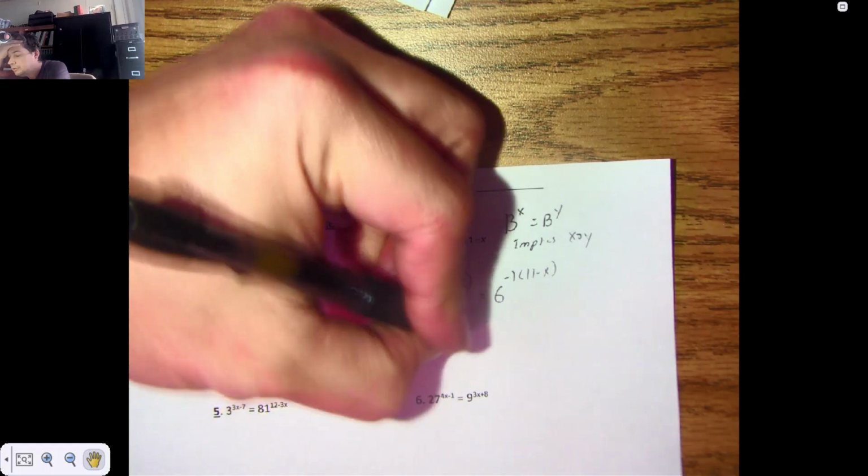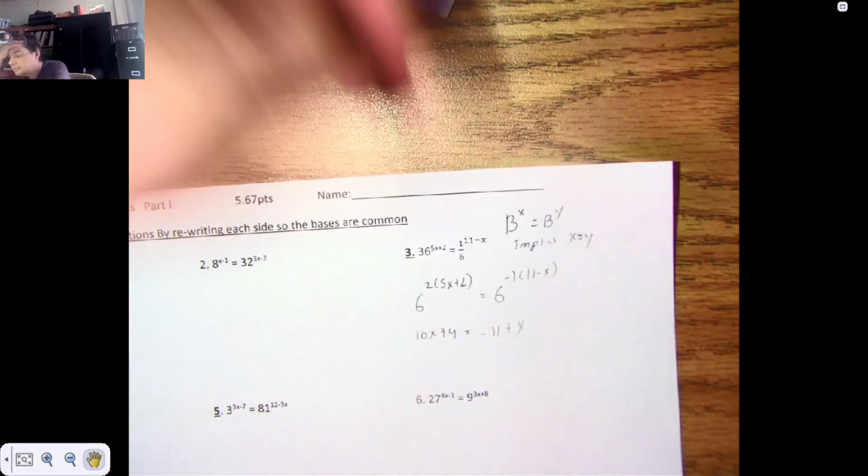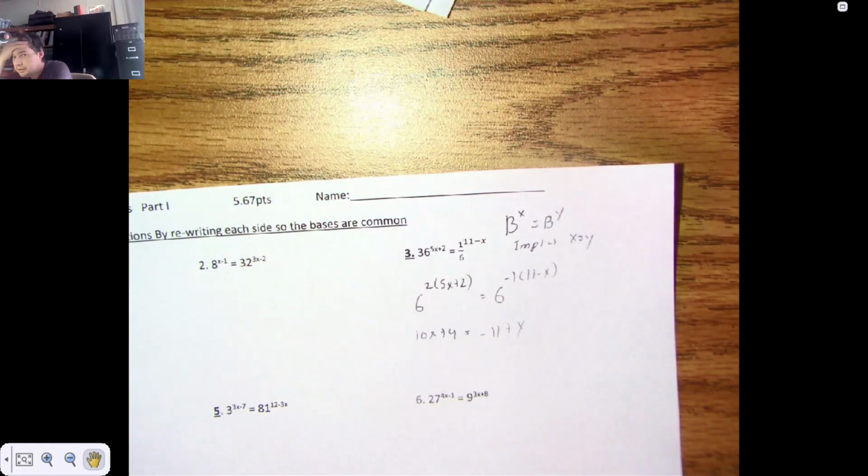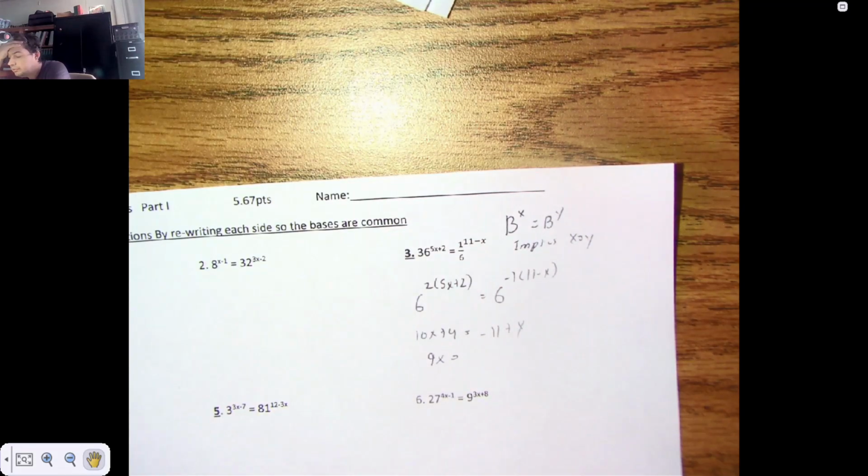So if I distribute here, I have 10x plus 4 equal to negative 11 plus x. X is on one side, numbers on the other. If I move that x on over, I'd have 9x. And I do negative 4 minus 11, I would get negative 15. And my x value is negative 15 ninths, which reduces down to negative 5/3.